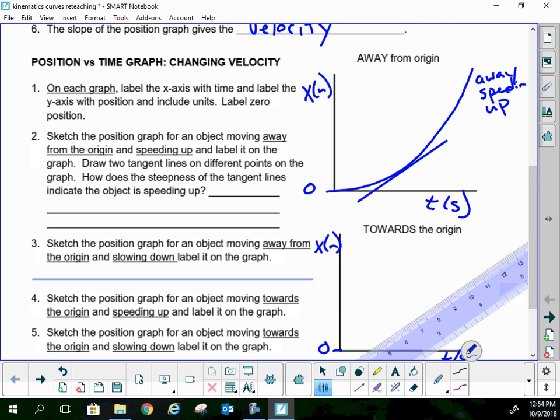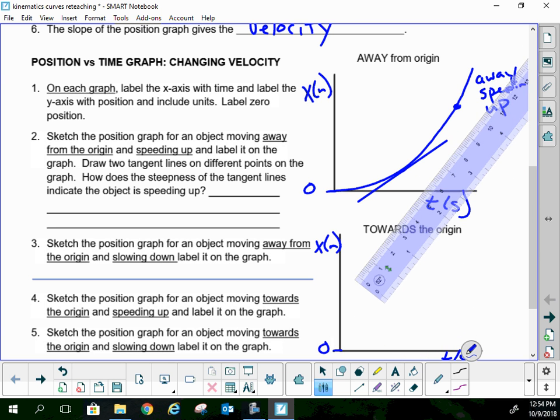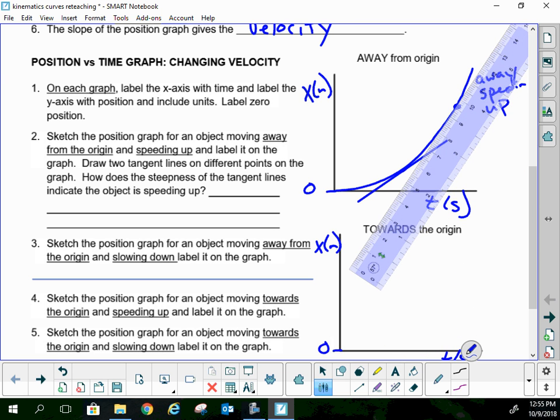Now I'm going to choose another point. Maybe I'll choose a point that's further on up the graph, a little later in time. And again, I'm going to draw a line that touches the curve at one point but doesn't cross it, right? Touches the curve but doesn't cross it. So it might look something like this.